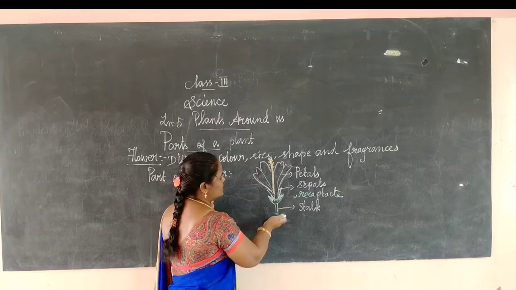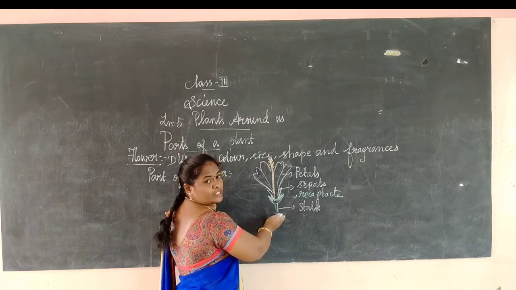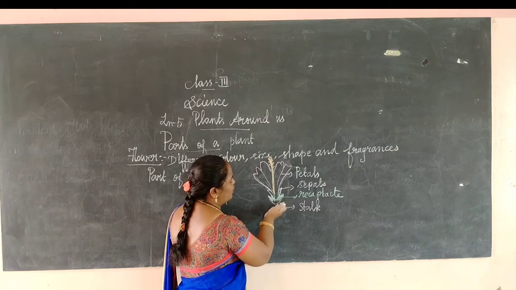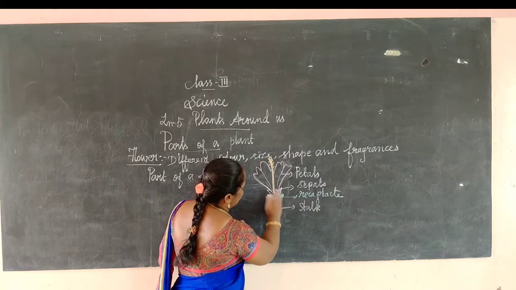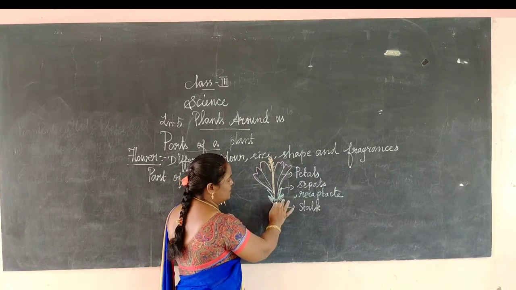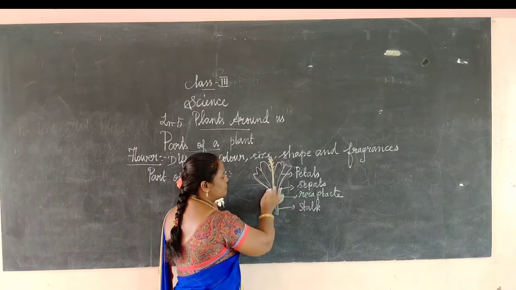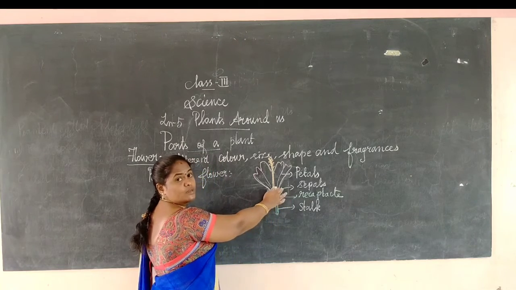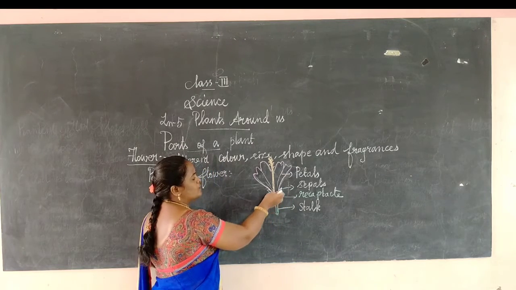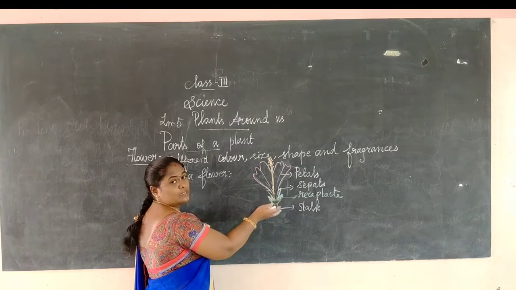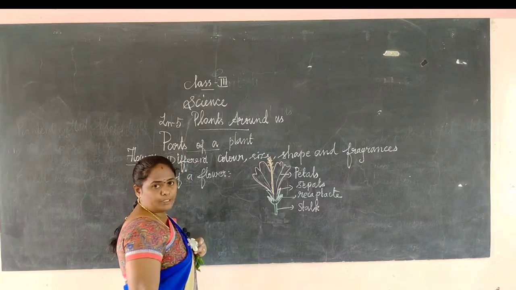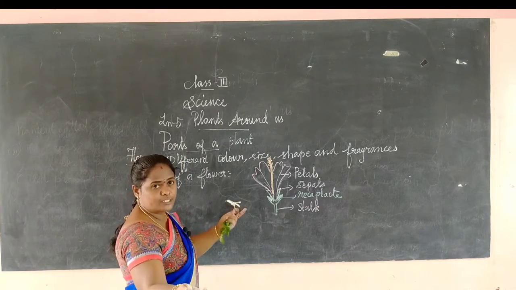First, the stalk is the part of the flower to which the other parts connect. The part which forms the base of the flower is known as the receptacle. The outermost part of the flower is called the sepals. They enclose the bud; இதுக்குள்ள தான் bud இருக்கும். They are green in color. And the petals are the attractive part of the flower and make it look attractive.